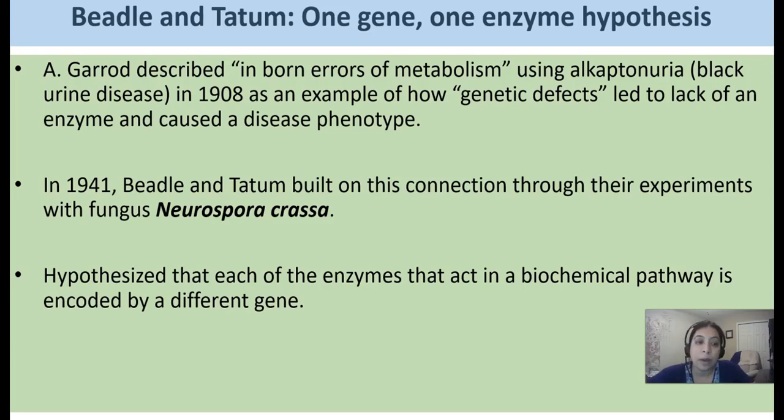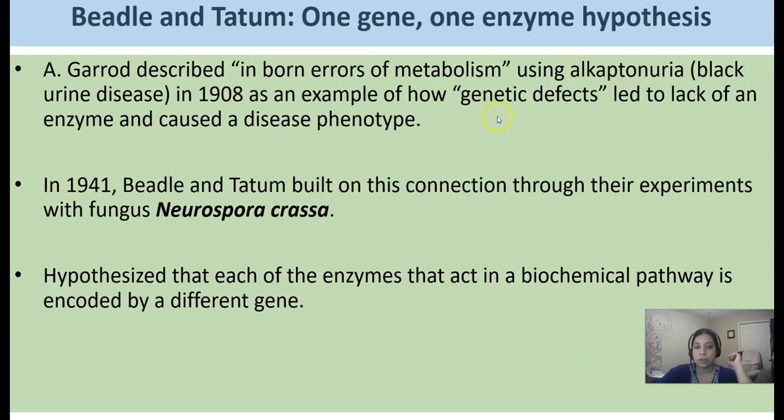In 1941, Beadle and Tatum built on these connections through their experiments using a very simple model system in the form of a fungus, Neurospora crassa. They hypothesized that each enzyme that they look at will act in a biochemical pathway, and will be encoded by a different gene. So no two enzymes will be coded by the same gene, and each gene will only code for one single enzyme.